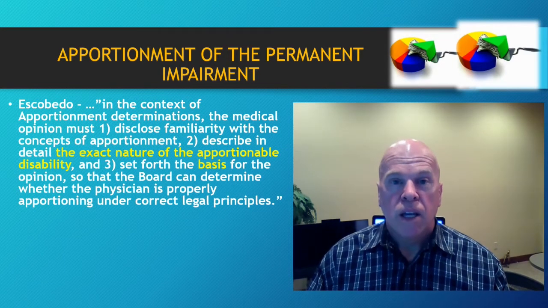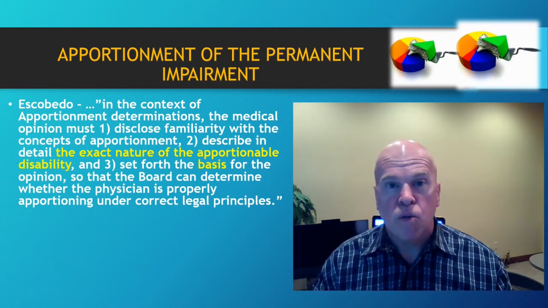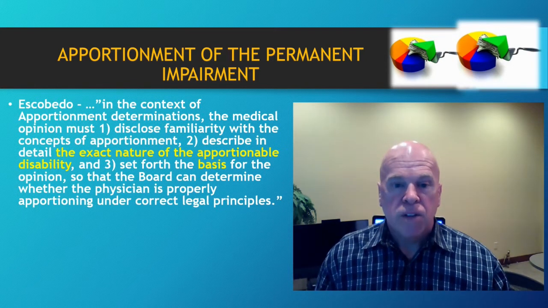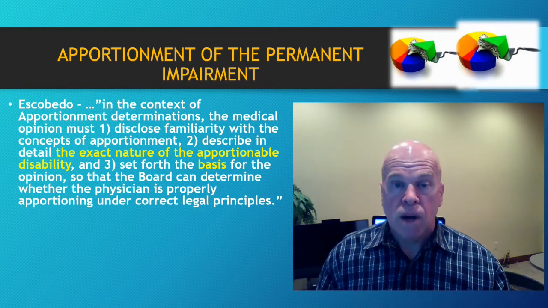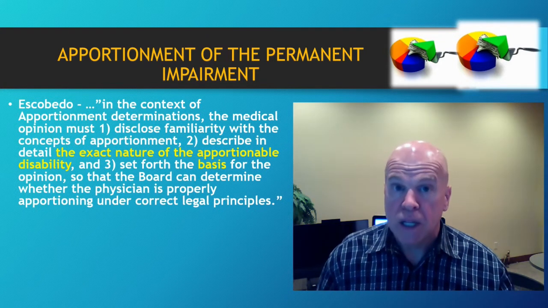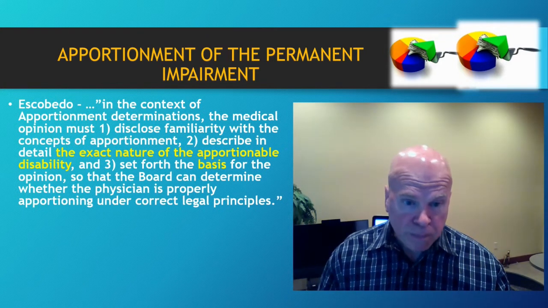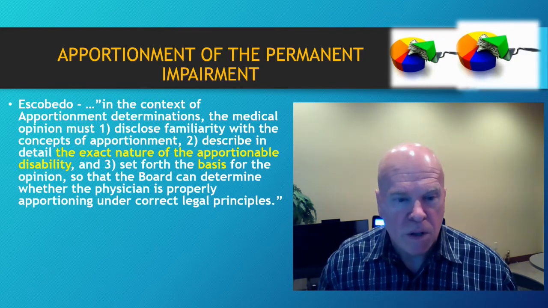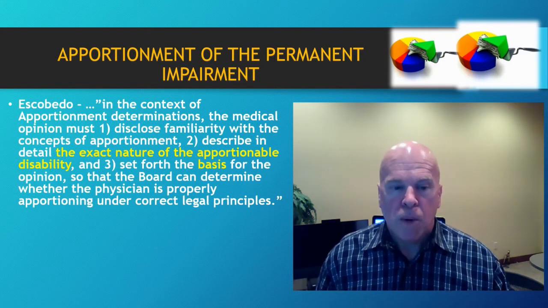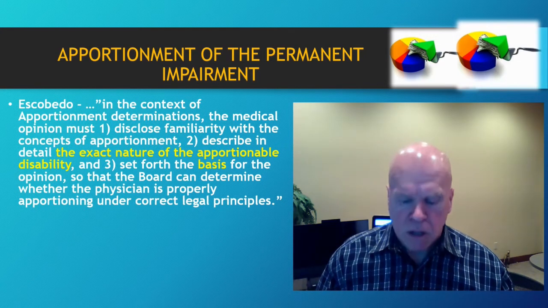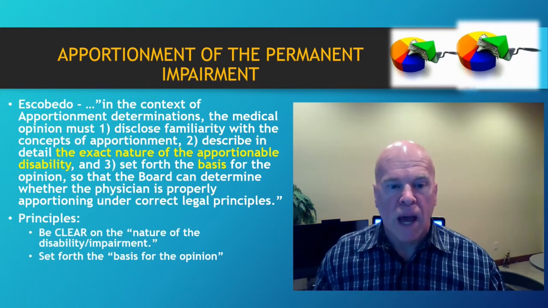So step number one in handling your apportionment section in your report is to be very, very clear as to what is the exact nature of the apportionable disability. So describe in great detail and exacting language what is your examinee's disability or impairment. Number 3, it must set forth the basis for the opinion so that the board can determine whether the physician, meaning you, is properly apportioning under correct legal principles. So let's extract the principles from this particular passage.